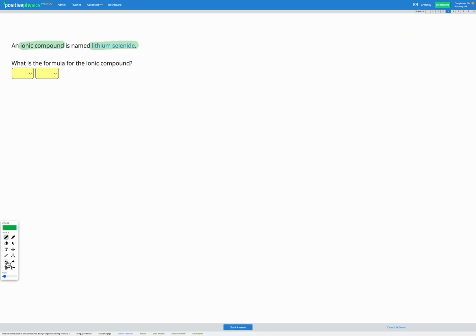So let's write that down. We've got lithium plus and selenium 2 minus. And remember, our goal is to get a net charge equal to 0. So let's just have a look at what we have so far. We have 1 positive on our lithium, 2 negative on our selenium. So overall, right now, the charge is negative.